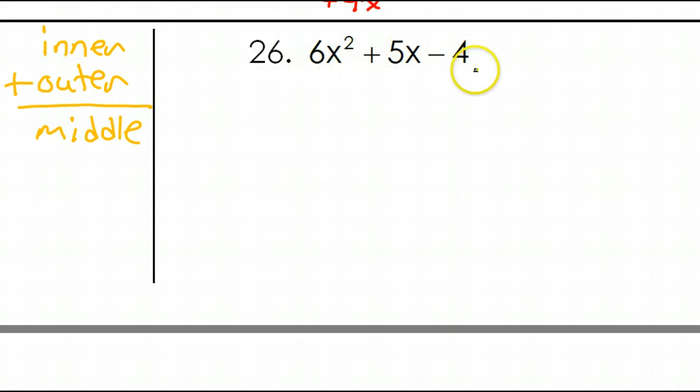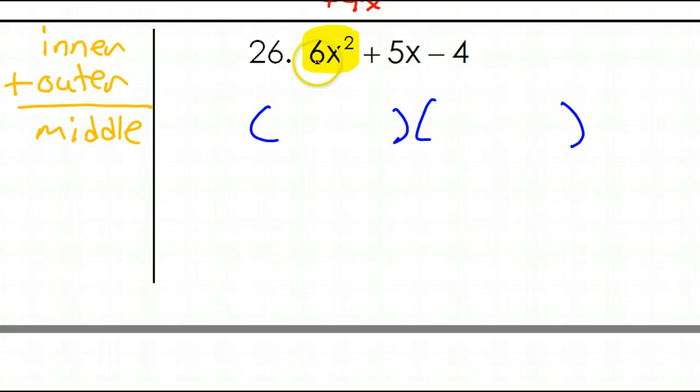Anyway, is there a common factor? No, there is no common factor. So that means we can go straight to our binomial times a binomial factorization. Now, be careful. We start with the 6x squared. I'm saying be careful because this is not a prime number, so don't assume it's going to be 6x and x. There are two ways that this could be factored. It might be 2 times 3, or it could be 1 times 6.